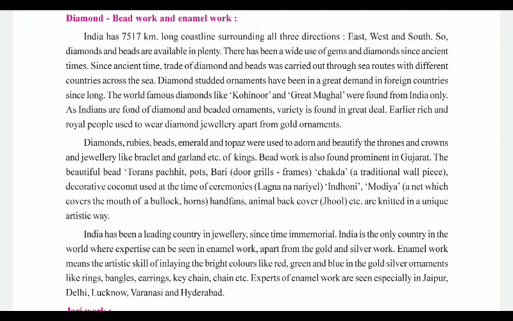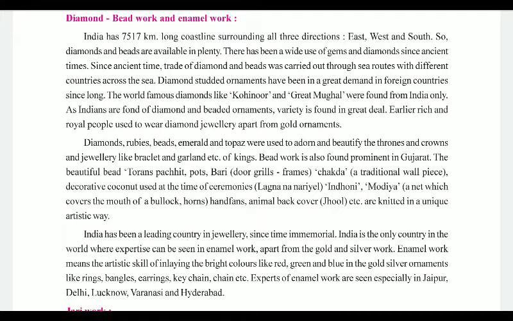Beautiful bead toran, pots, bari, chakda, a traditional wall piece, decorative coconuts used at the time of ceremonies, indhoni, modia, hand fans, animal back covers, etc. are knitted in a unique artistic way. So we have put the diamonds and the beads and prepared many useful things or decorated our day to day or special occasion things that we use.